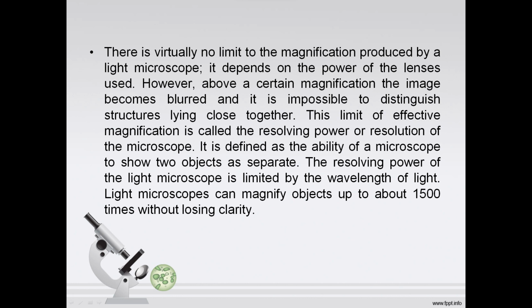However, above a certain magnification the image becomes blurred and it is impossible to distinguish structures lying close together. This limit of effective magnification is called the resolving power or resolution of the microscope. It is defined as the ability of a microscope to show two objects as separate. The resolving power of the light microscope is limited by the wavelength of light. Light microscopes can magnify objects up to about 1,500 times without losing clarity.